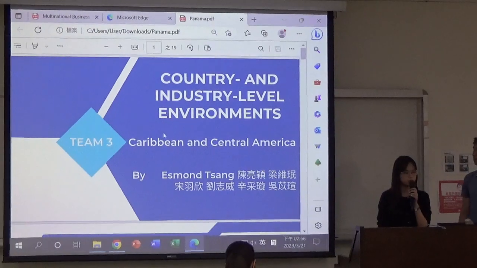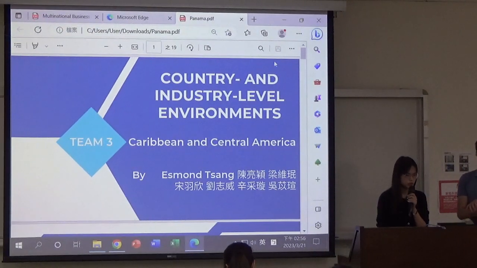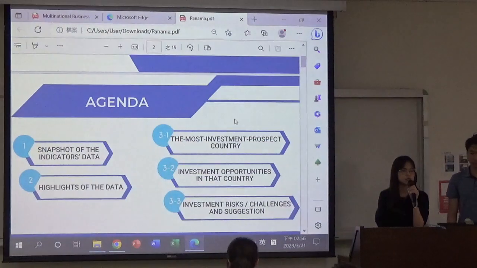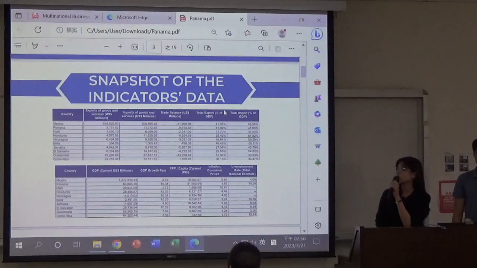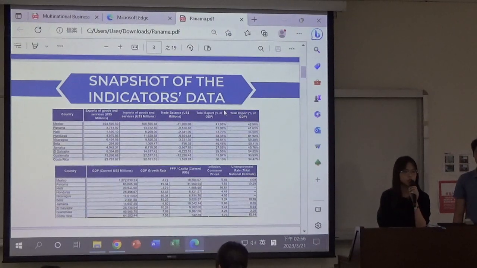My name is Ruby, we're from Group 3, and our research region is the Caribbean and Central America. So this is our agenda. Our presentation includes a snapshot of the indicators data, the highlights of the data, and some analyzing questions according to our chosen investment country. So this is our snapshot of our data. We have researched 10 countries, including Mexico, Costa Rica, Panama, and so on.